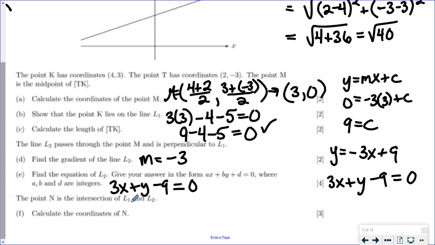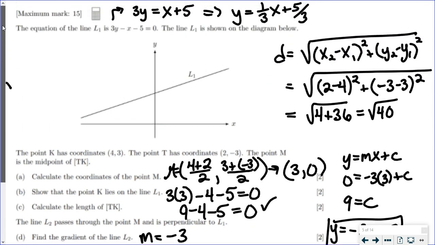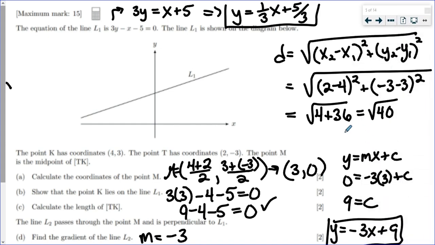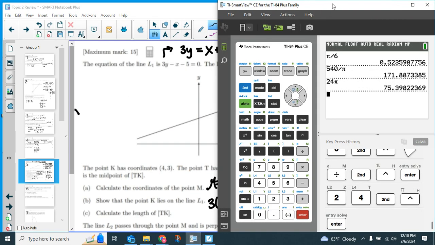The point N is the intersection of L1 and L2. Calculate the coordinates of N. There's a couple of ways that we can do this. You can use substitution, you can use elimination. I would probably just graph. I already have L2 in y equals mx plus c form, and I also already have L1 in y equals mx plus c form. I could put those both into my calculator and just use the intersection feature. So let's go ahead and do that here.